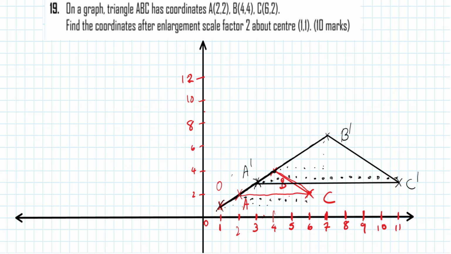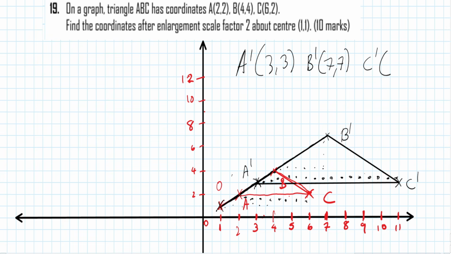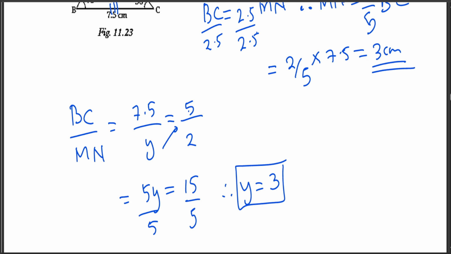So the coordinates will be, let's see, for A prime is going to be 3, 3. For B prime is going to be 7, 7. And for C prime is going to be 11, 3. Okay, and I think that is our answer right now. So those are our answers. Again, let's continue to work it out.